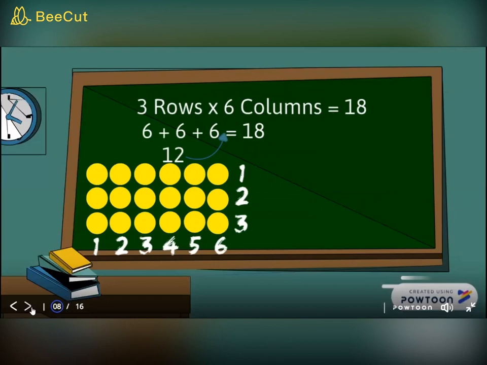You understand this problem? All of the problems. First, you will count how many rows. Second, you will count how many columns. Then you will what? You will write the number of the rows times the number of the columns.